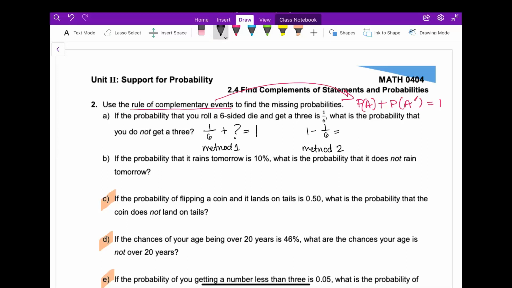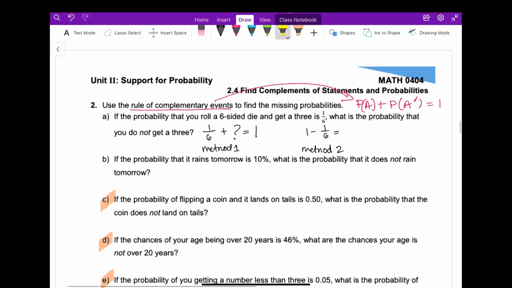I would take my 1 here, and I need to convert it into a fraction because my other number is a fraction. To make it a fraction, it's going to be over 1, and we need a common denominator, so I'm going to multiply this by 6, multiply this by 6. Why? We've talked about this cross multiplication here and here. So we have 6 over 6 minus 1/6 gives us 5 over 6.